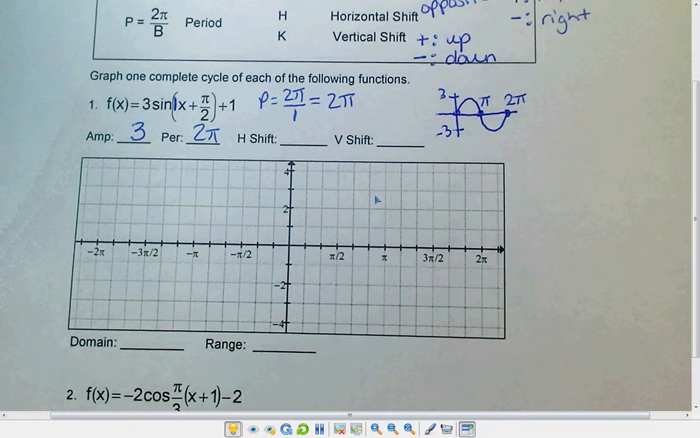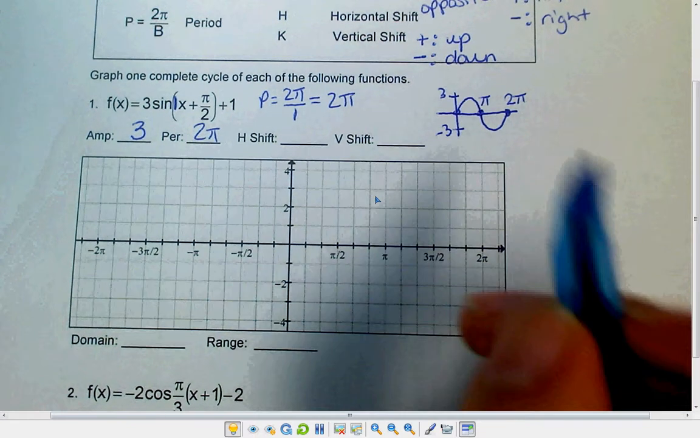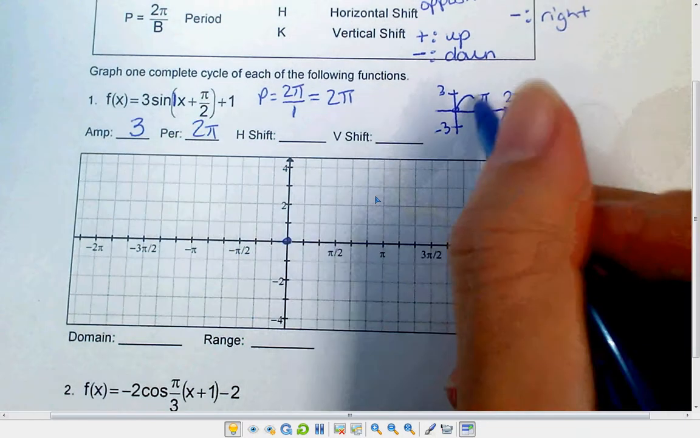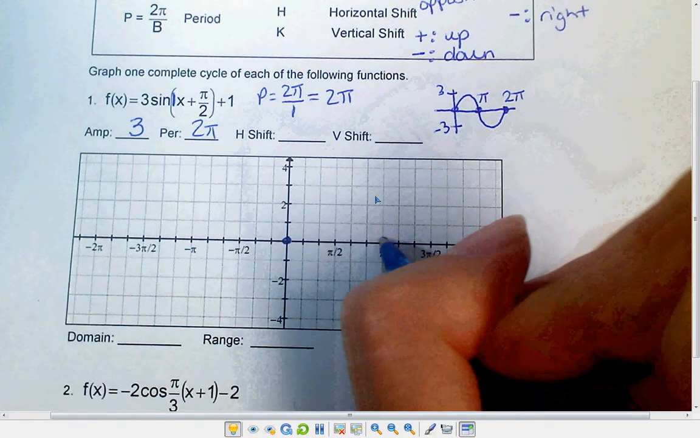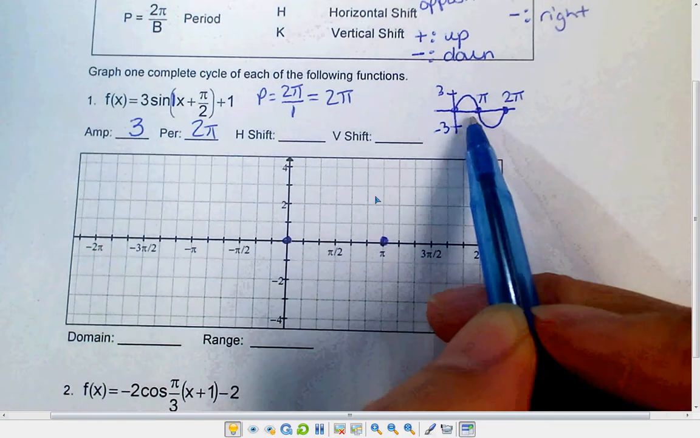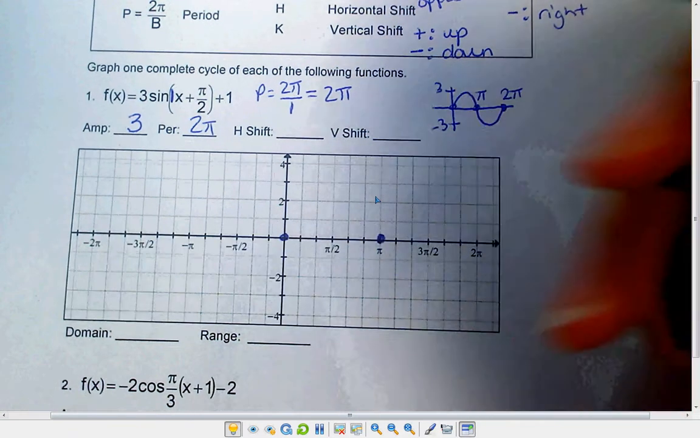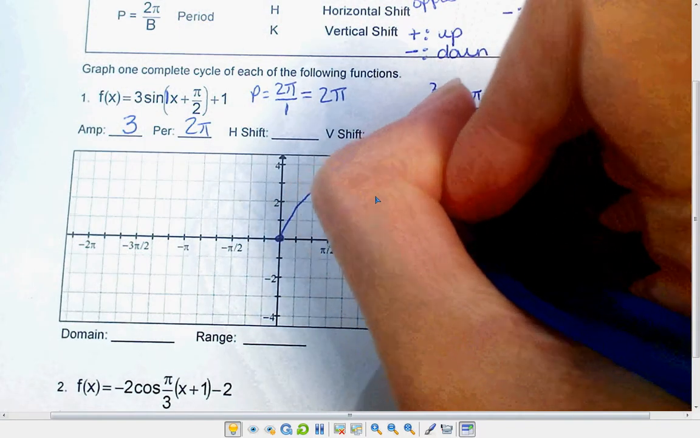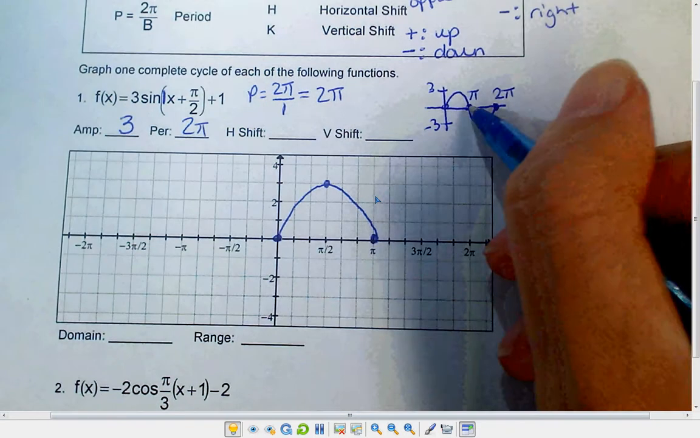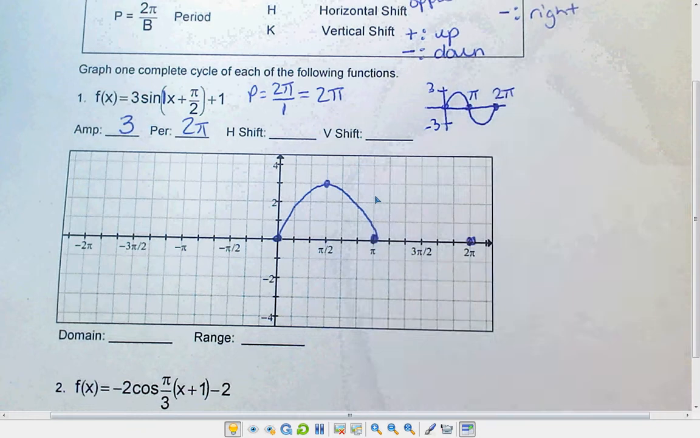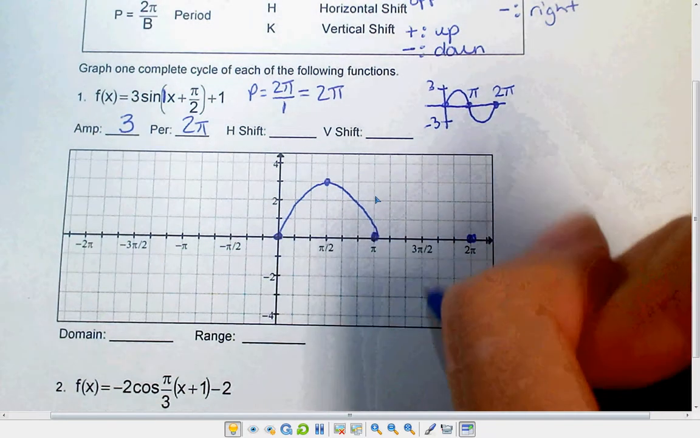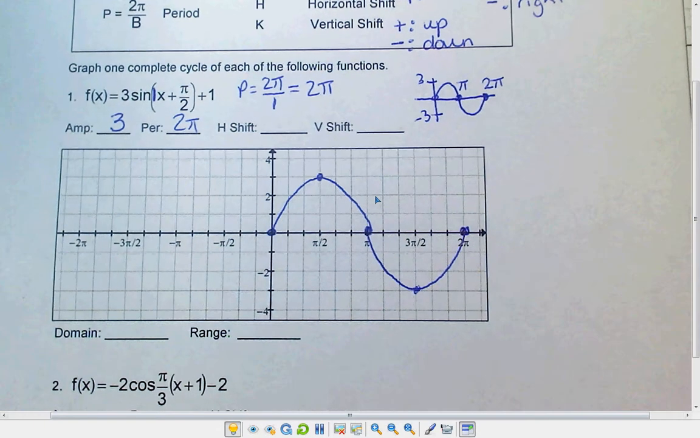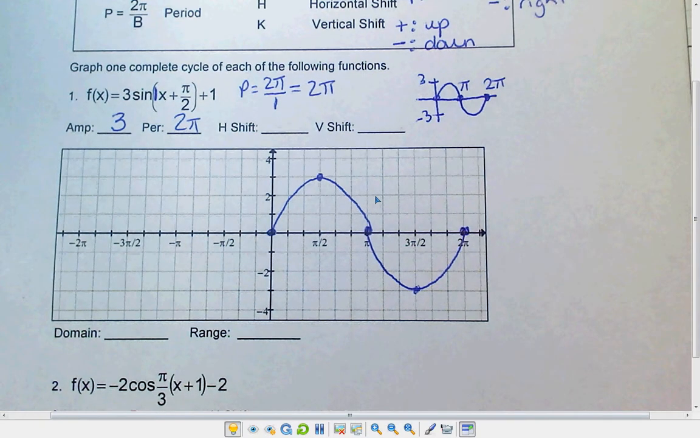So I'm going to draw this just like I've been doing the last week. My first point is at 0, 0. And then I have a point at pi, 0. And halfway in between, I want it to go up to positive 3. So pi over 2, positive 3. I'm going to connect those. There's also a point at 2 pi, 0. And halfway in between, I'm going to go down to -3. So this is what my graph would look like if I just graphed it with amplitude and period.